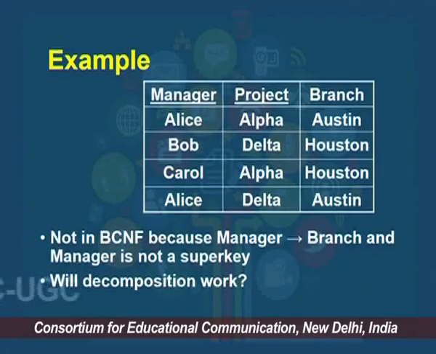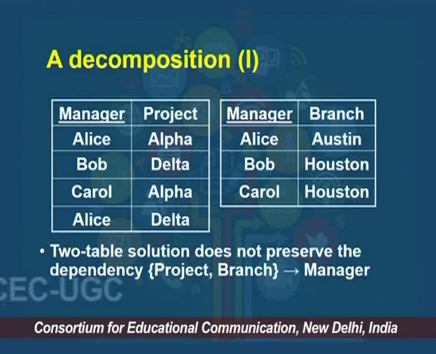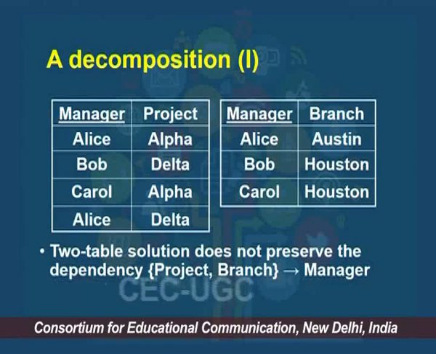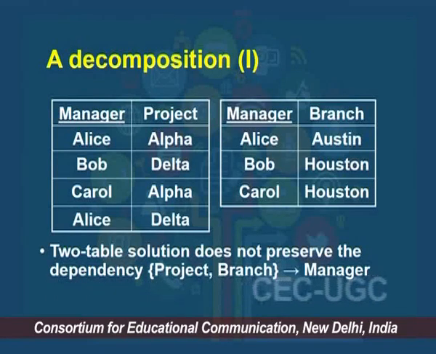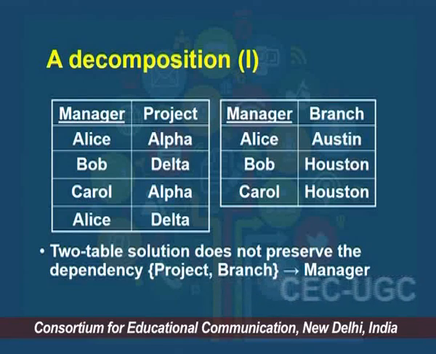So here this particular table is not in Boyce-Codd normal form because of the dependency of branch being dependent on manager, and manager is not the super key. So now the point is, how are we going to decompose it? If we go for the most trivial decomposition, in which we give a two table solution, one is manager and project and another one is manager and branch.